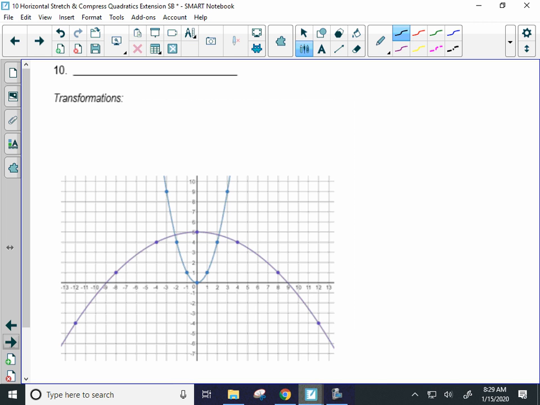One more here. All right, so my parent function is there in blue. The new graph is in purple. And the first thing I notice is that it is upside down. It is reflected over the x-axis. All right, the next thing I notice is that it's up. So it looks like it went up 5.